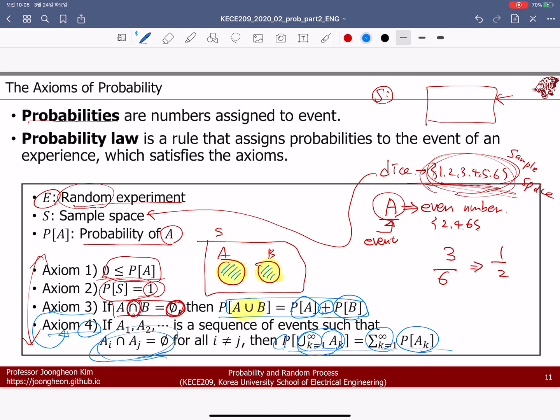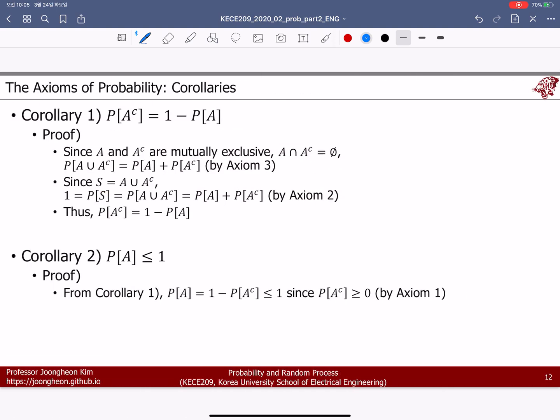Okay, so because we have no overlap between them, we have no overlap among the given events. That's why this is also obvious in this axiom 4. So based on these given axioms, we are going to define some properties or corollaries of probability theory. Here we are starting with corollary 1.